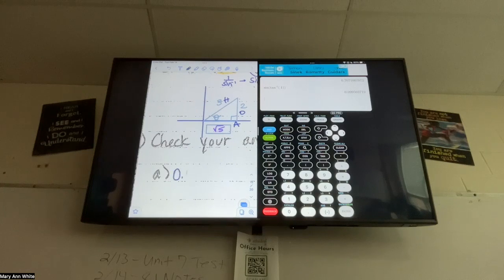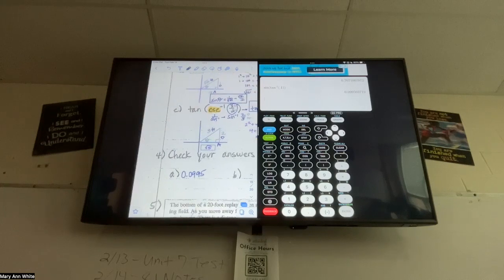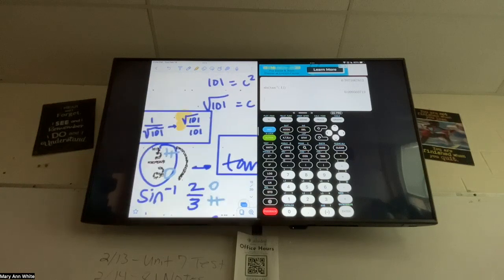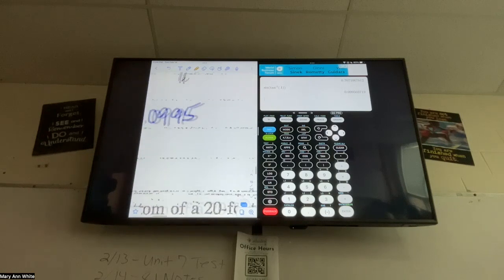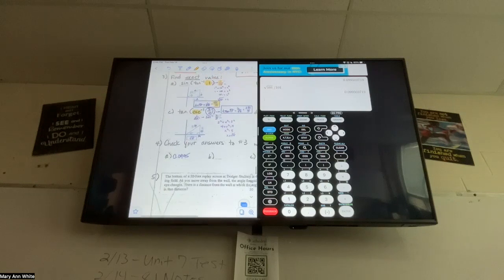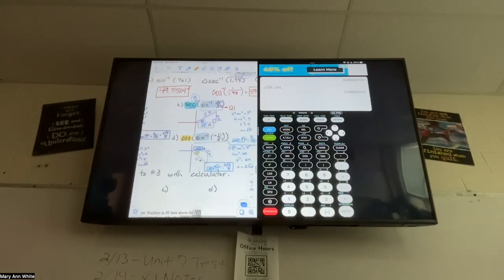So I got 0.0995. Now, the answer we got was a fraction with a radical. I can check to see if it's the same thing by going to my calculator and saying, hey, does square root of 101 divided by 101 equal this weird decimal that I got a minute ago? I'm going to go check. Square root 101 divided by 101. Oh, nice. Gives me the same thing. Okay, cool. Let's jump over and do letter B.